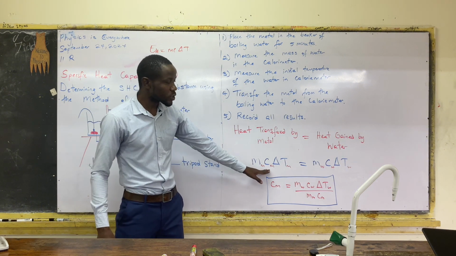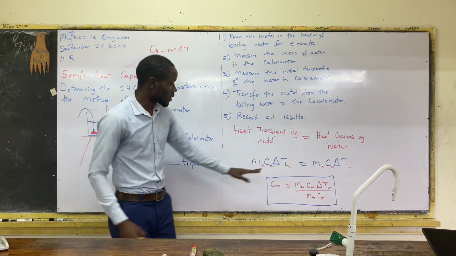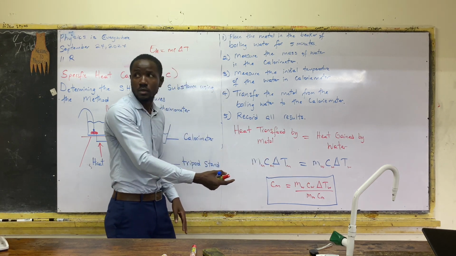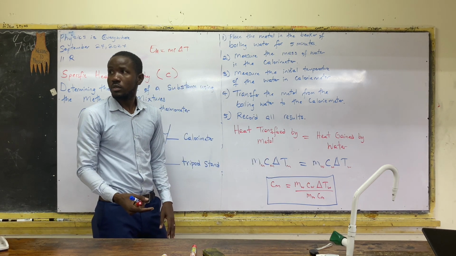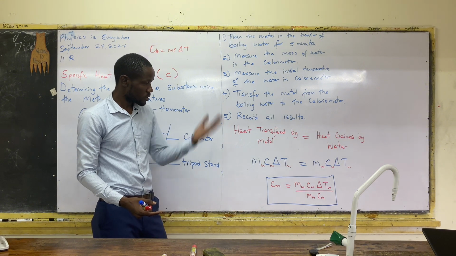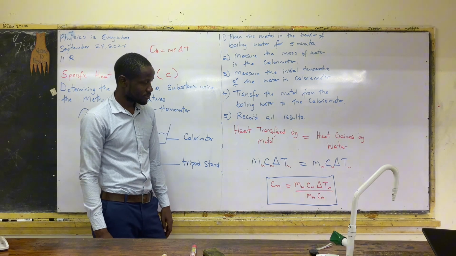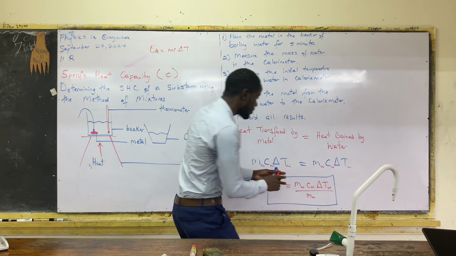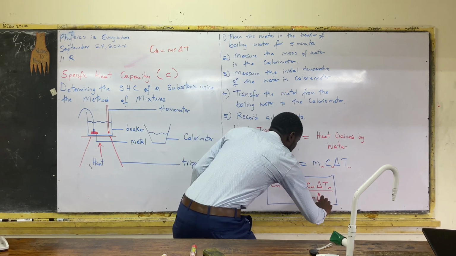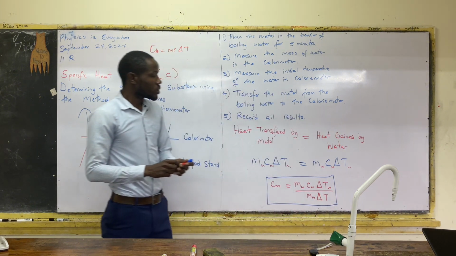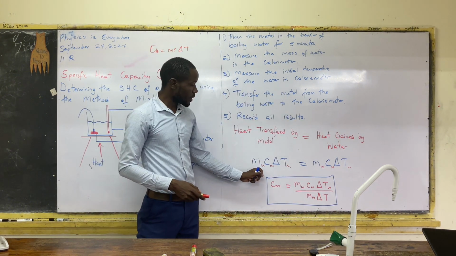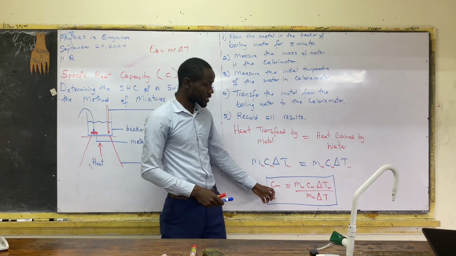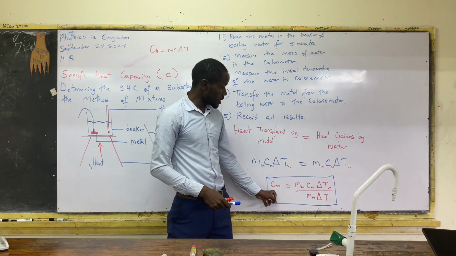Now, to find the expression for the specific heat capacity of the metal, we divide both sides by mΔT for the metal. Yes, good. So we made an error. So this should be mΔT. My bad, so good thing you saw it. So we divide both sides by mΔT. So when we do that now, we get the specific heat capacity of the metal, c.